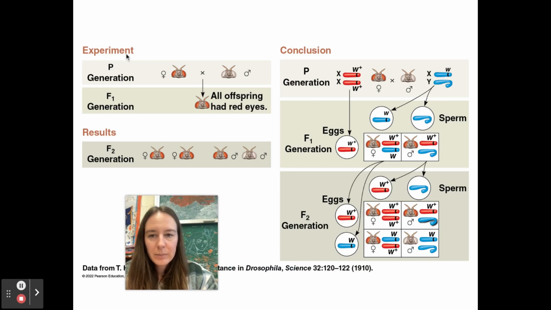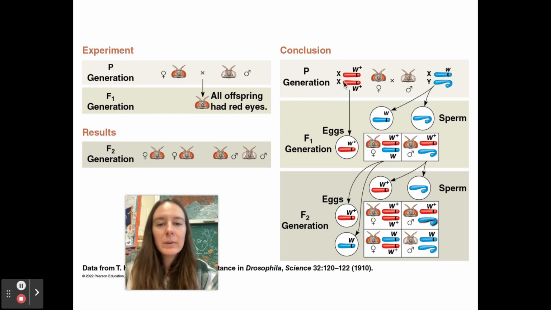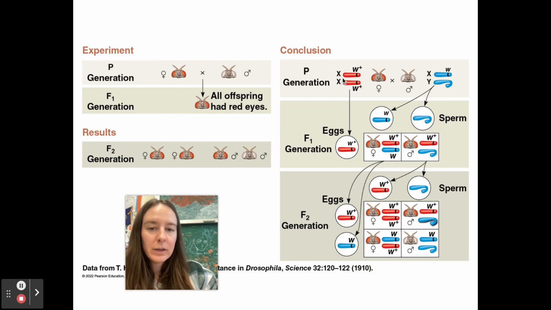Let's start with the P generation. If we were to look at the chromosomes of this female, we would see 2 X chromosomes because the female here has 2 X. On the chromosome, we have this allele, and we're going to use the W allele with the plus sign to show that it's the wild type. The wild type is the normal red eye allele. This will make red eye proteins. And this one is homozygous, so we have 2 normal wild type alleles.